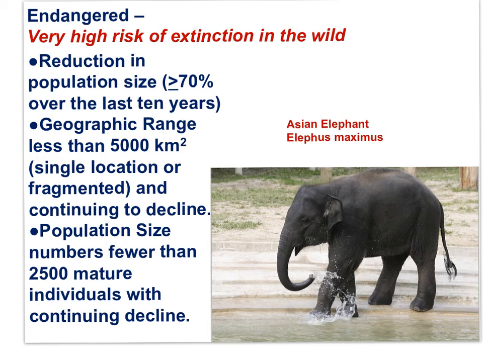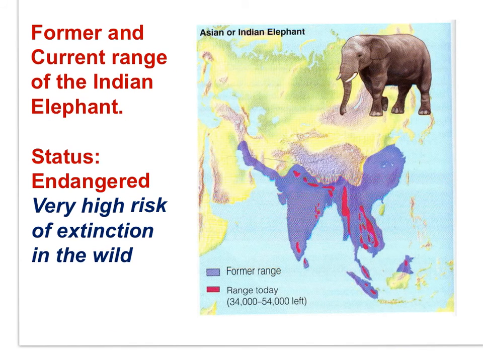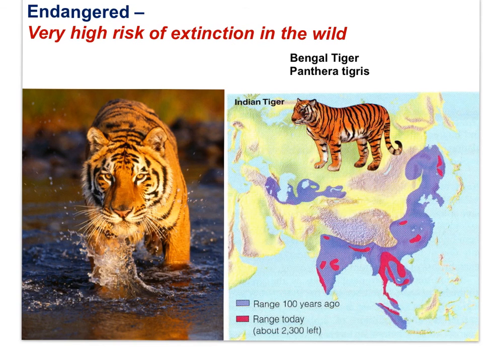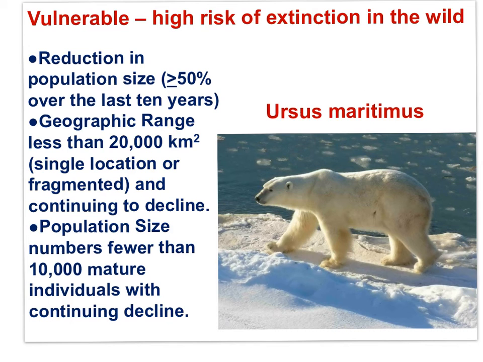The Asian elephant is endangered. In this diagram, you can see the former range of the Asian elephant in purple and the current range in red. Habitat loss has resulted in an endangered status for the Asian elephant. The tiger is endangered. You can see its former range in purple and its current range in red. Habitat loss and poaching have resulted in the tiger as having an endangered status on the IUCN Red List.